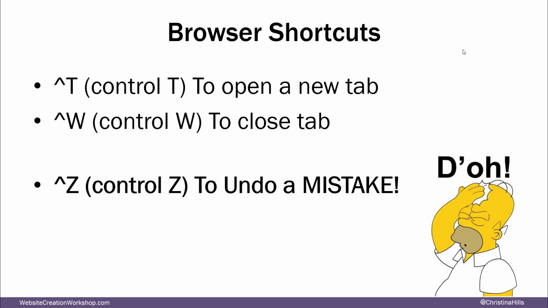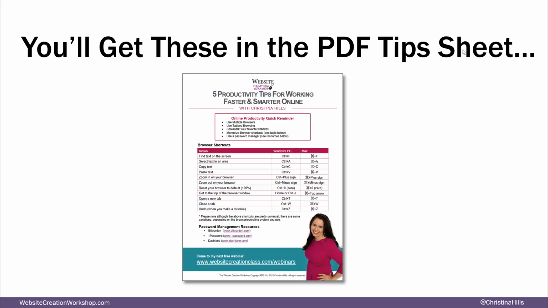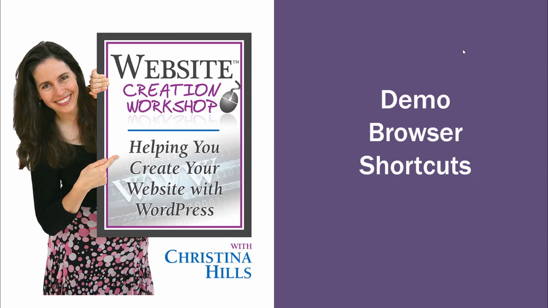And then there's Control Z if you make a mistake, right? And I do Control Z all the time. It's okay to make mistakes. Mistakes are normal. It's just how do you undo it, and Control Z will help you undo it. So as I mentioned, you're going to get all this in the PDF tips sheet at the end. All right, so let me demo these browser shortcuts.